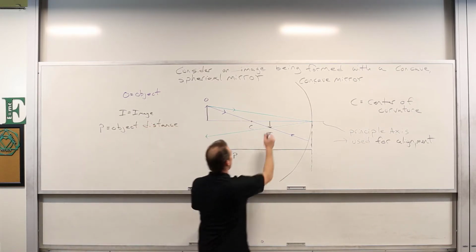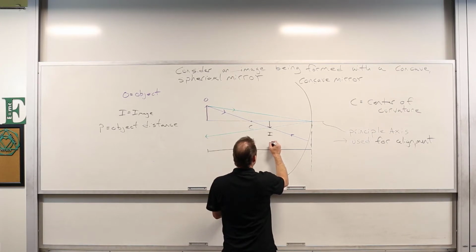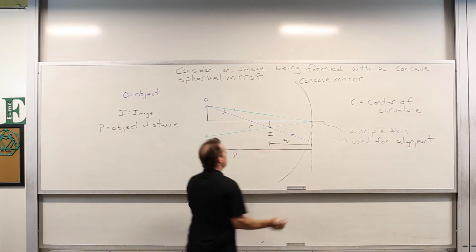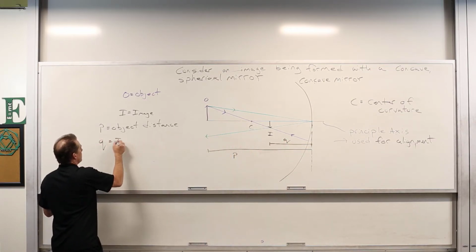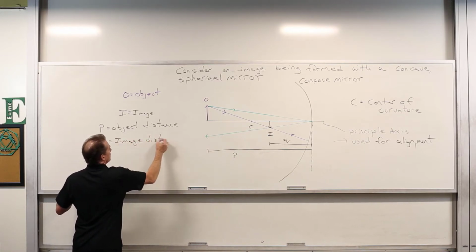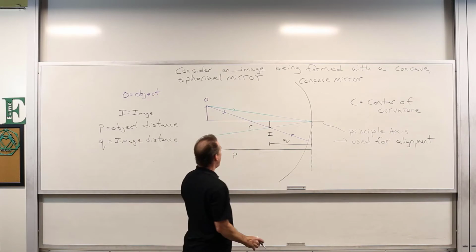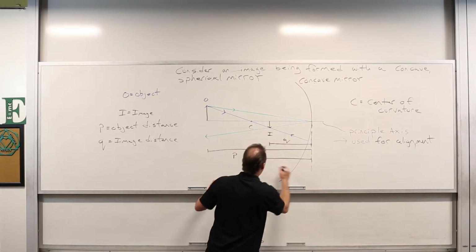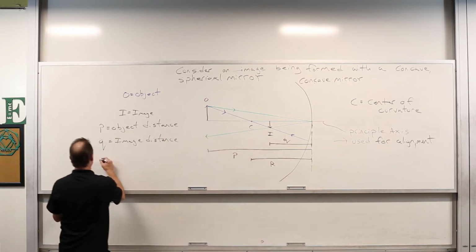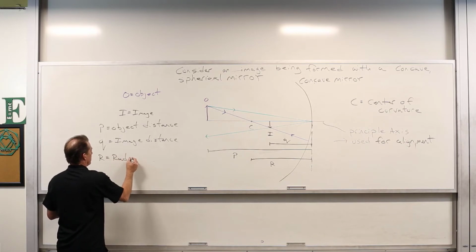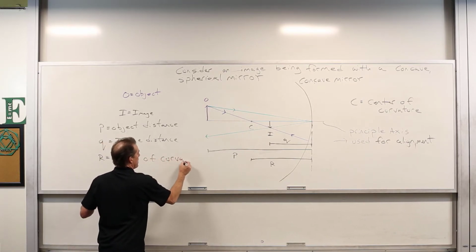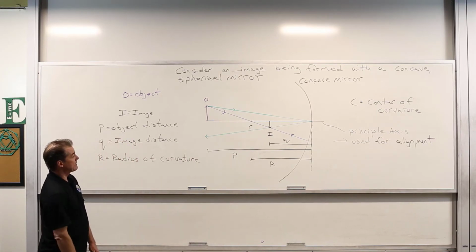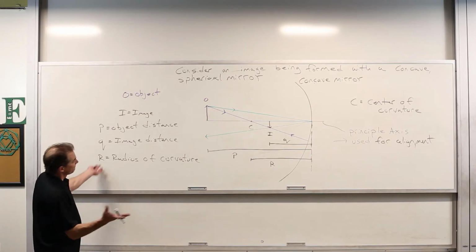What else could we do? Well, we could have ourselves an image distance. Image distance from the image translated along the principal axis. We're going to call that Q. What else could we have? How about from the center of curvature, the center of curvature along the principal axis. Let's call that R, the radius of curvature. Distance from the center of curvature to the mirror. Well, those are three pretty nice and easy things to want to look at.